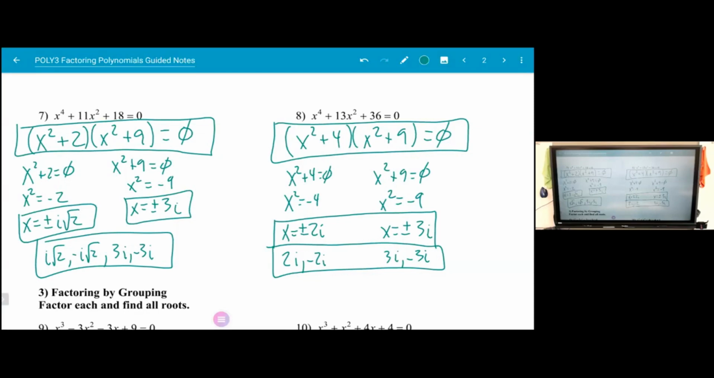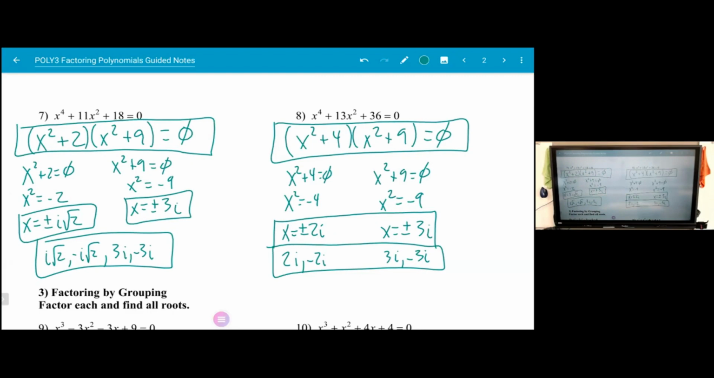We found that the factored form for number 7 was x squared plus 2 times x squared plus 9 equals 0. That's awful close to being something we could have factored again. That x squared plus 9, had it been x squared minus 9, we could have used the difference of two squares, but it's not. You might see that. That's okay though.